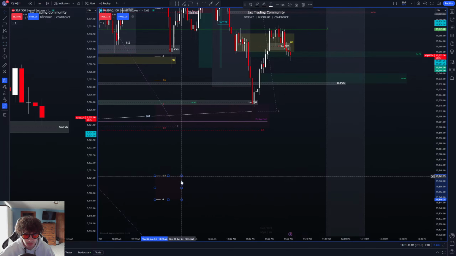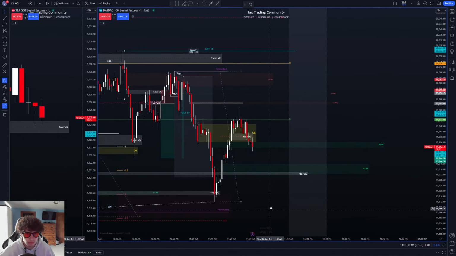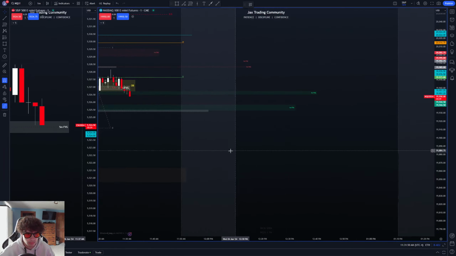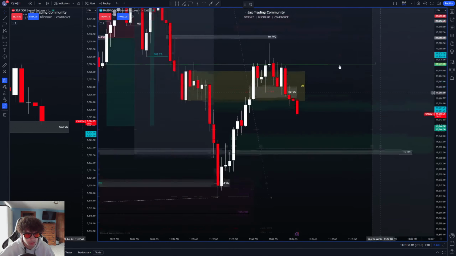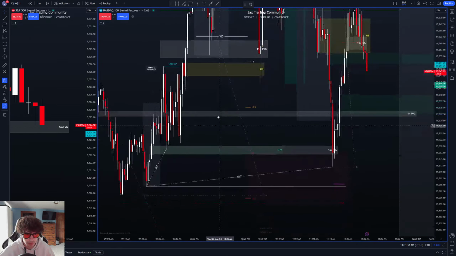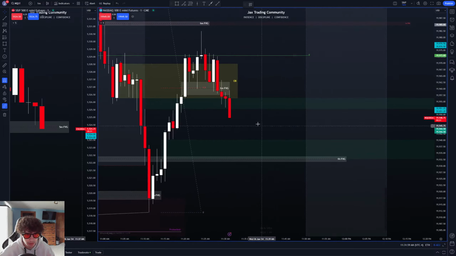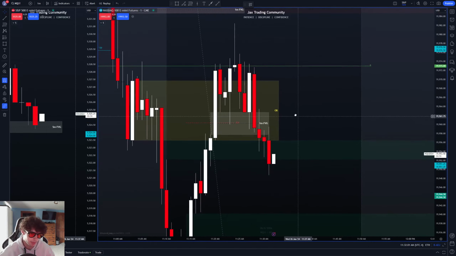I'm going to draw these out real quick. So this retracement, even though this could have looked like it was from the SMT, which it could have been, this could just be retracement to come up to discount. And now we're probably going to sell off.